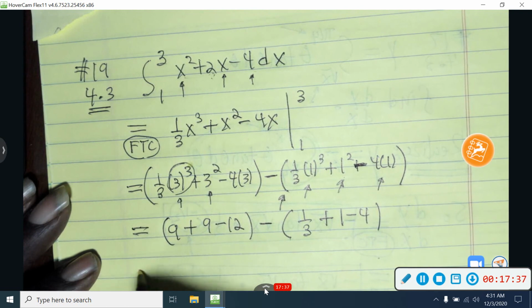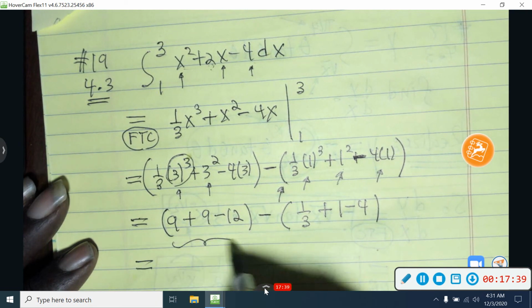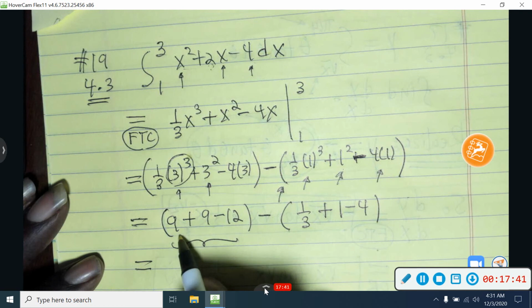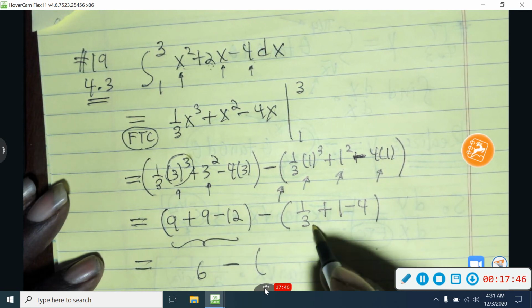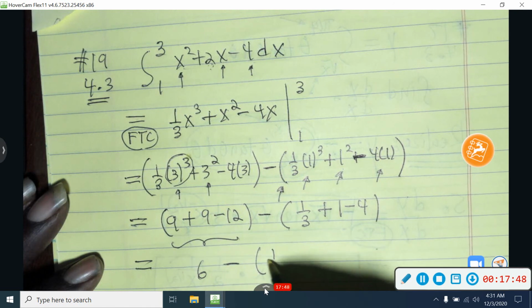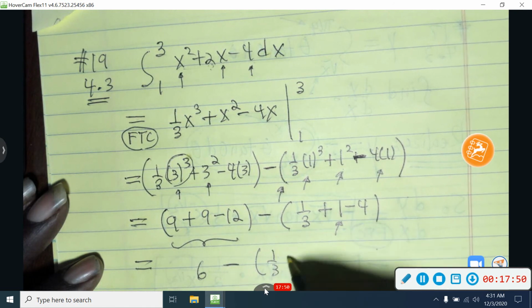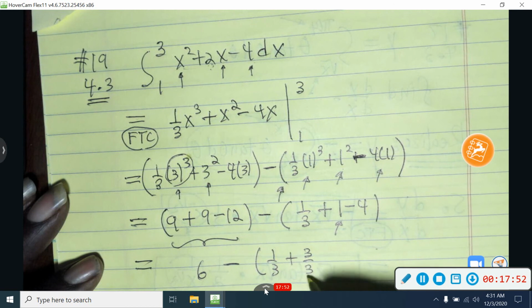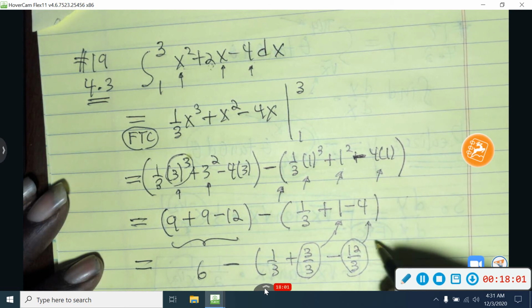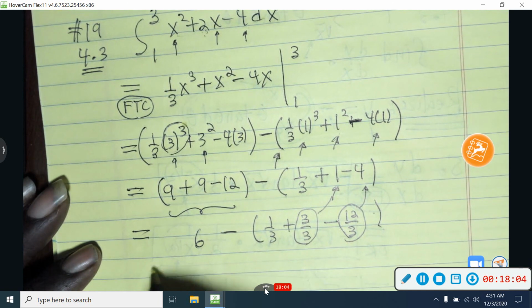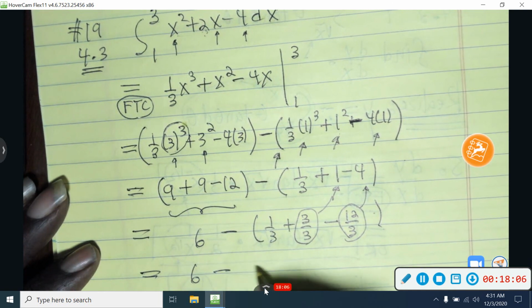Okay? Add it up, baby. This all adds up to 6. Yeah? 18 minus 12. 6. Minus. And in here, I'm going to find common denominators. So this is 1/3. I can write the 1 as 3 over 3, because that is 1. And I can write the 4 as 12 over 3, because that is 4, Johnny. Okay? So I get 6 minus, add it all up, minus 8 over 3.